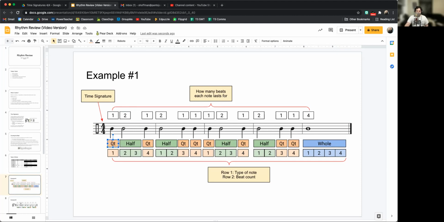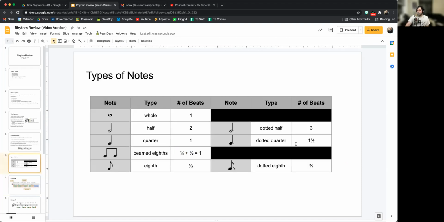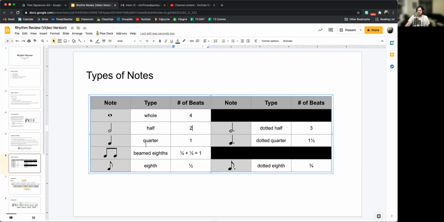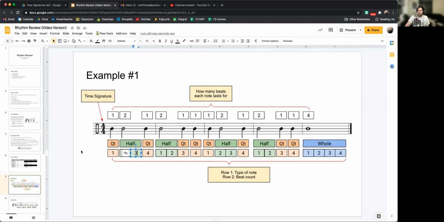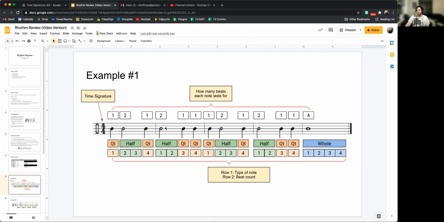I had to abbreviate that as QT. That's a quarter note. And right here, we can see that's 1 beat, which makes sense. Half note comes next. Excuse me. And we can look here at our table. We can see, oh, that's 2 beats. And indeed, 2 beats, 1, 2. And it goes on like this for the whole thing. And then, of course, we have the whole note at the end, which is 4 beats. So this is just an example of what we're looking at.